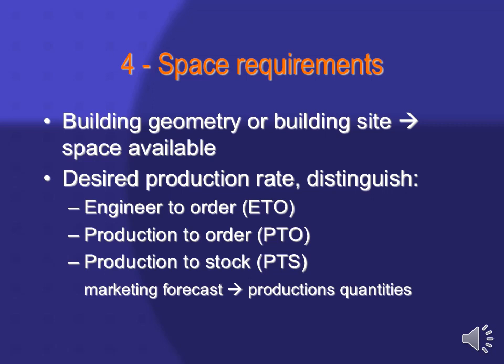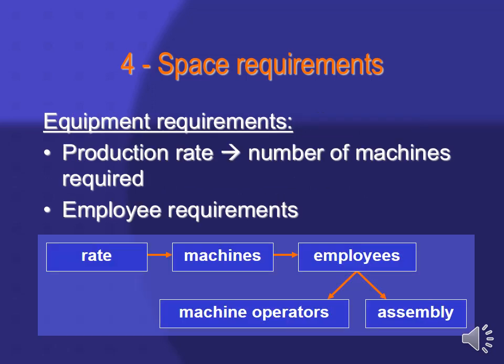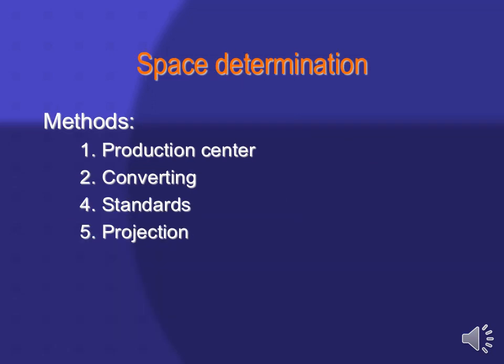Space requirement is very much necessary when we set up the plant. Building geometry or building site will be the spacing condition. So desired production rate, distance, engineer to order ETO, PTO and PTS. PTO means production to order, PTS production to stock. Now see, equipment depends on rate, employees depend on machine and operator assemblies. In this way, we can say that production rate will depend on the number of machines required and how we can determine the space.